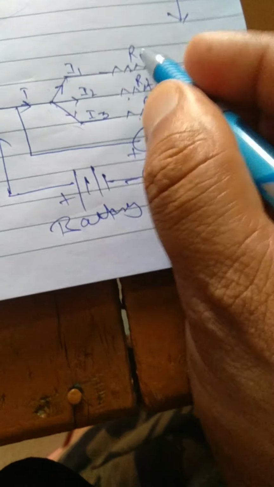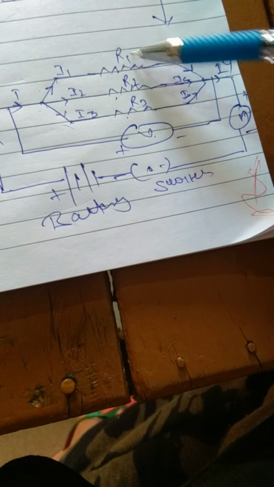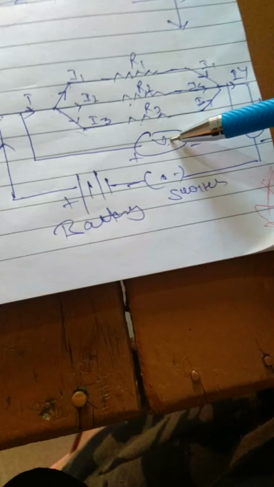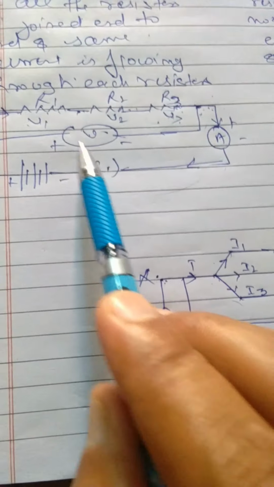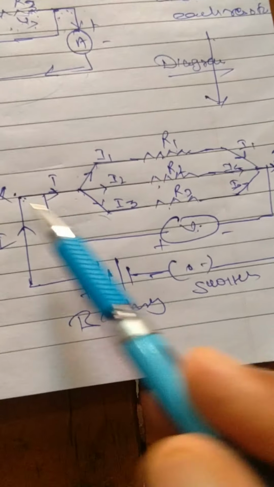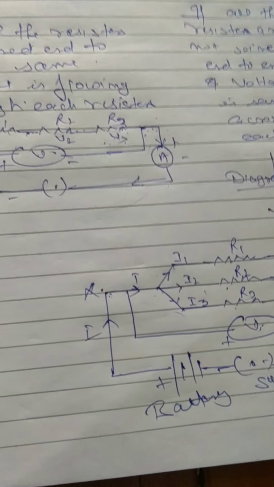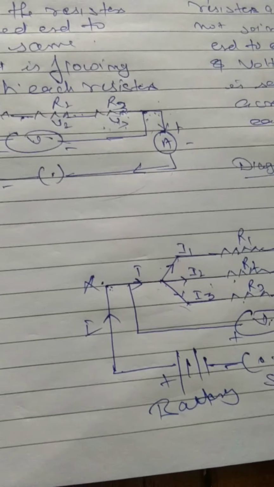But here is the voltage. Voltage will be same across each because all are in the same. Voltage across each resistor will be same in parallel. In series voltage will be different, current will be same, but in parallel voltage is same, current will be different. This is the difference between the two combinations of resistors, series and parallel. Okay beta.